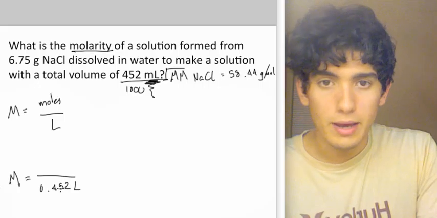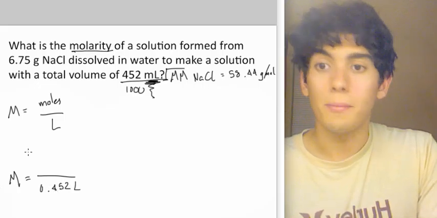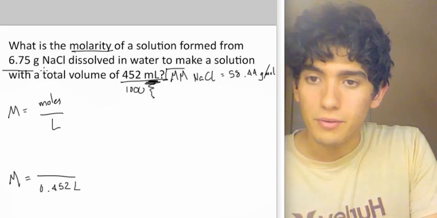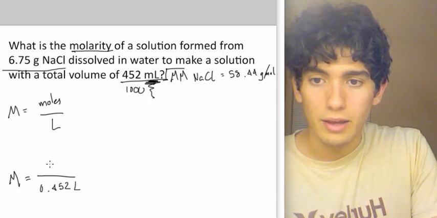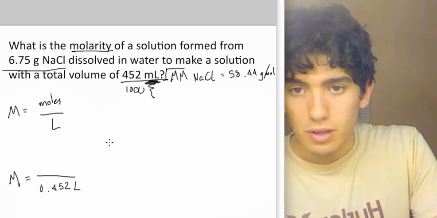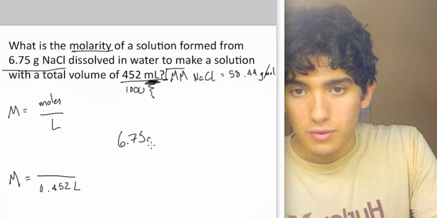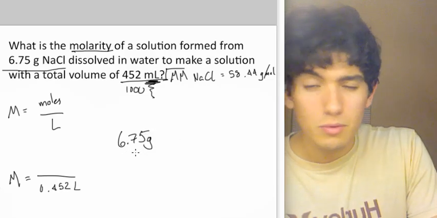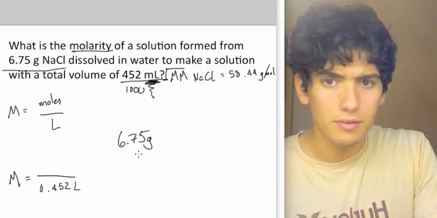See? It's not so bad. But now we go into the slightly harder part. We have to convert 6.75 grams of sodium chloride into moles and put it on top right here. So let's get ready to convert 6.75 grams into moles. And we've been doing this since the beginning of the semester.